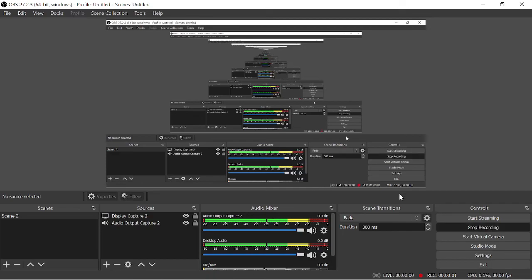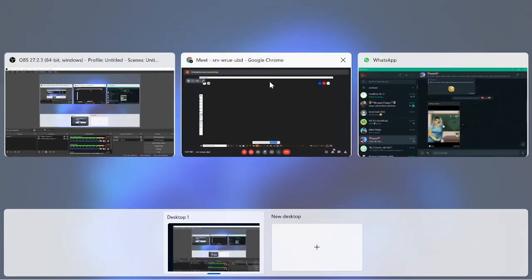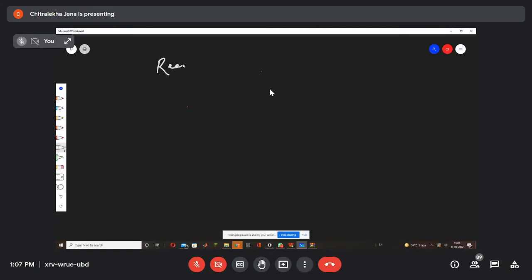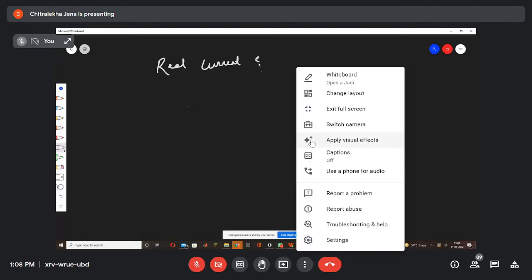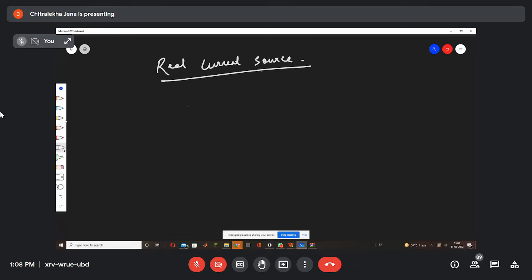I want to teach real current source. So what is an ideal current source? I have explained what an ideal current source is.